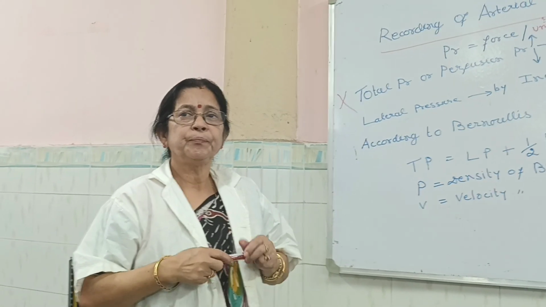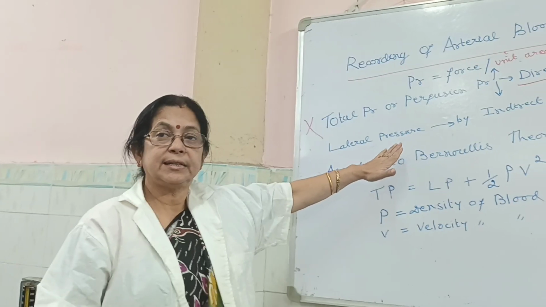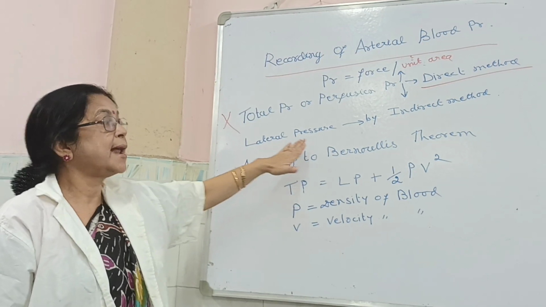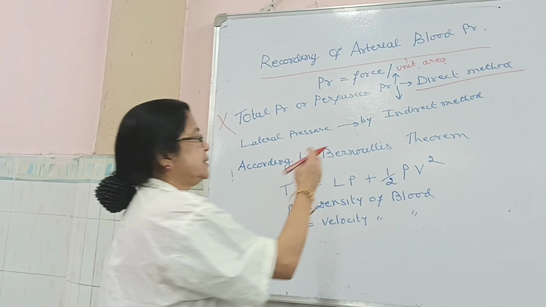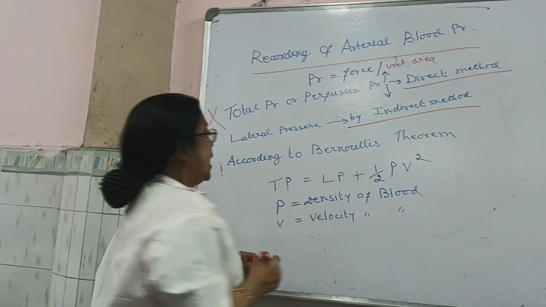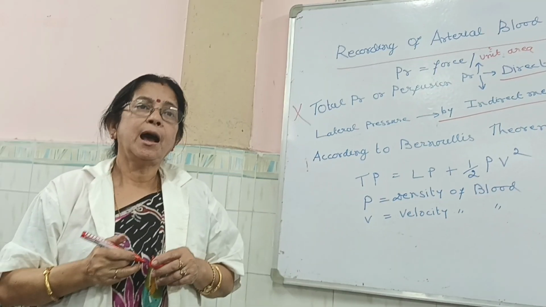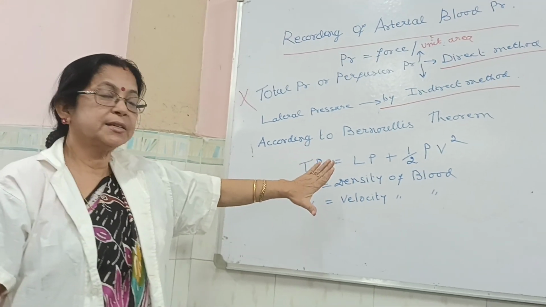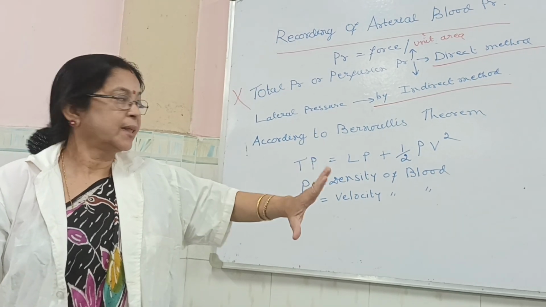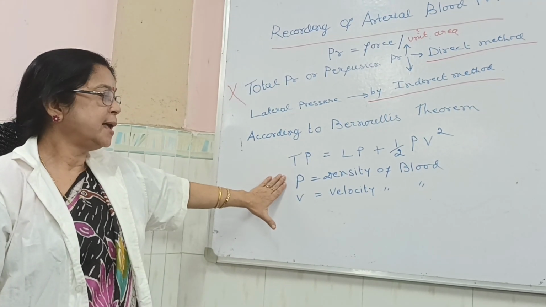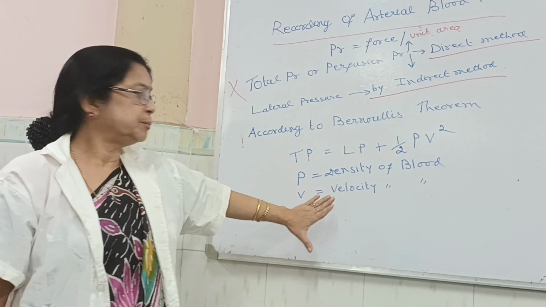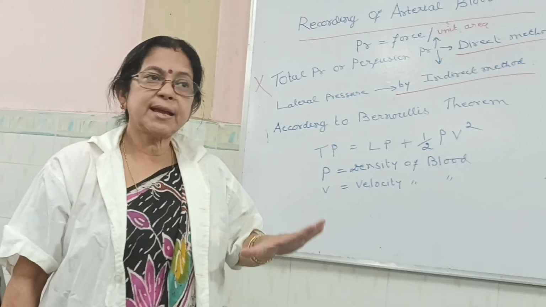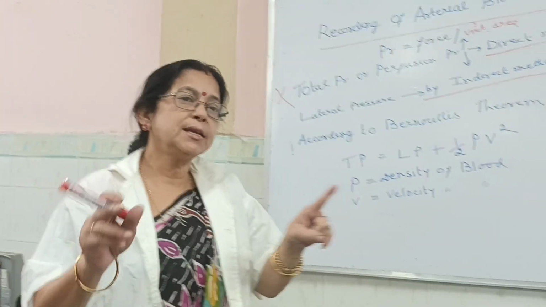Now what will we do? All the clinicians, all the paramedics, and all the patients at home are measuring lateral pressure by the indirect method. Now why am I measuring lateral pressure? How does it help? According to Bernoulli's theorem, total pressure is equal to lateral pressure plus half rho V square. Here rho is the density of blood and V is the velocity of blood. If the density and velocity of blood remain constant, then total pressure and lateral pressure are more or less close to each other.